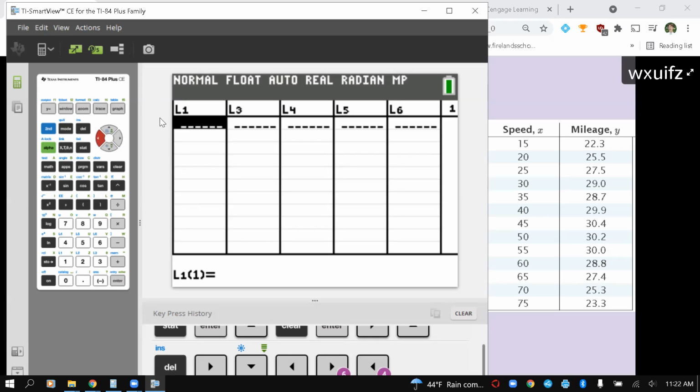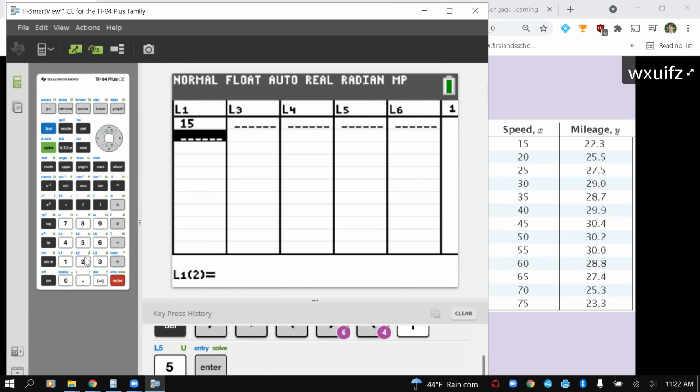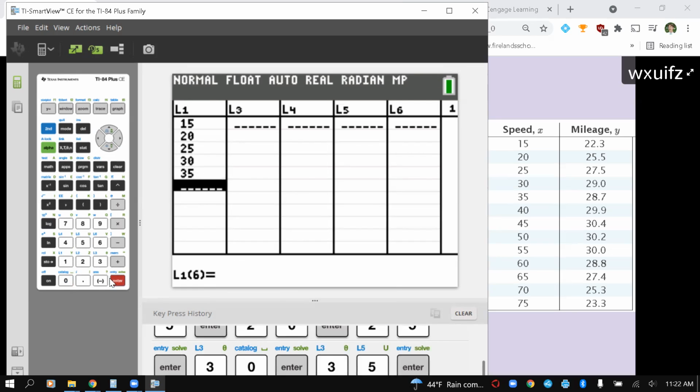All right. Then what you're going to do is you're just going to type in your numbers. First person to type in all the numbers wins a feeling of self-accomplishment. The rest of you get shamed. 20. Right. Stat edit. And then if you need to clear, go up to the top and hit clear enter. Don't hit delete because it'll delete the entire column. I knew that was going to happen, but I did it anyway to show you.